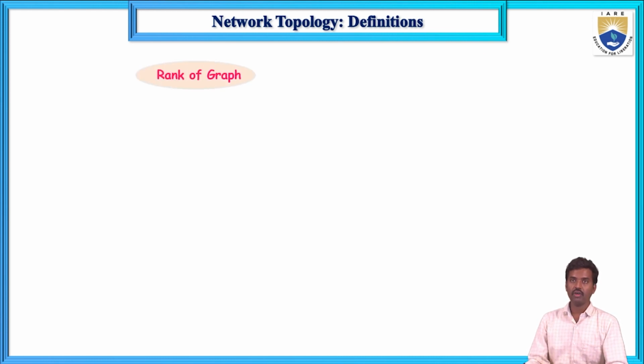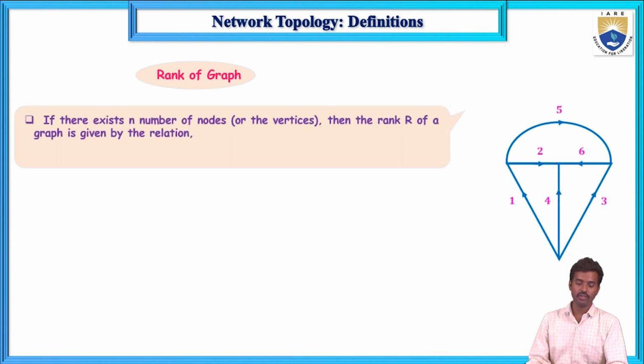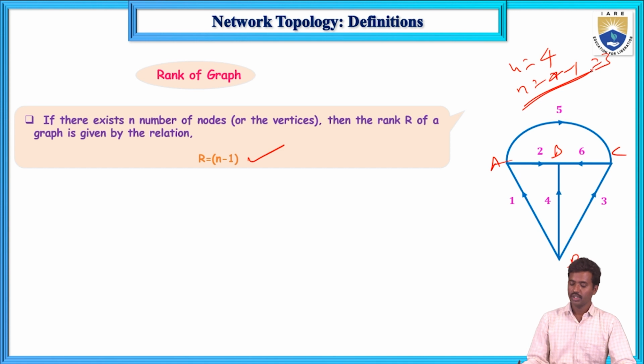Next, rank of graph, that means number of nodes minus 1. If there exist n number of nodes, meaning the points, then the rank of graph is given by R equals n minus 1. Here the total number of nodes A, B, C and D is 4 nodes. So the rank of graph is n equals 4 minus 1, that is 3.